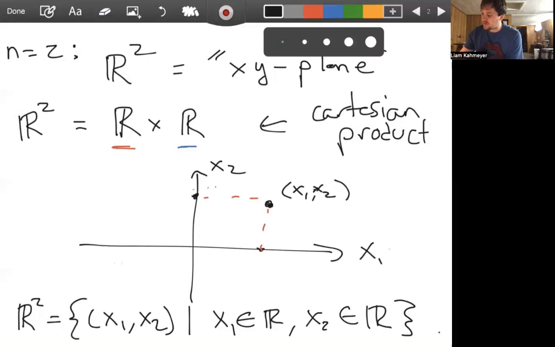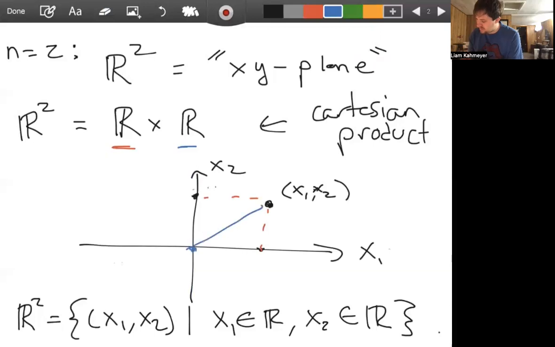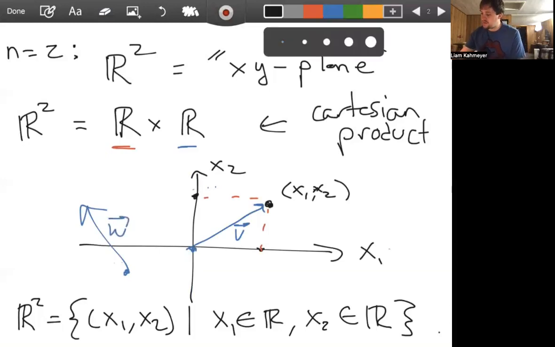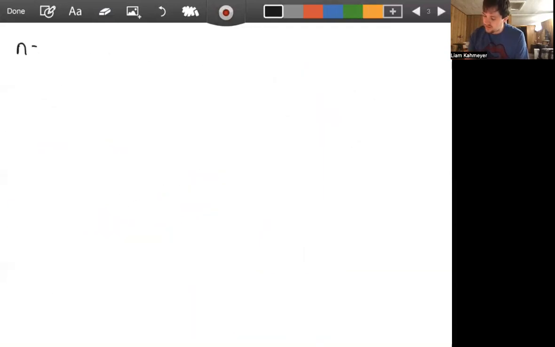And so these are points. We also have vectors in two-dimensional space as well, right? For example, we could have the vector v here, maybe starting from the origin, going to the point x1, x2, or, in general, you can have a vector starting and ending anywhere. Maybe call this w.